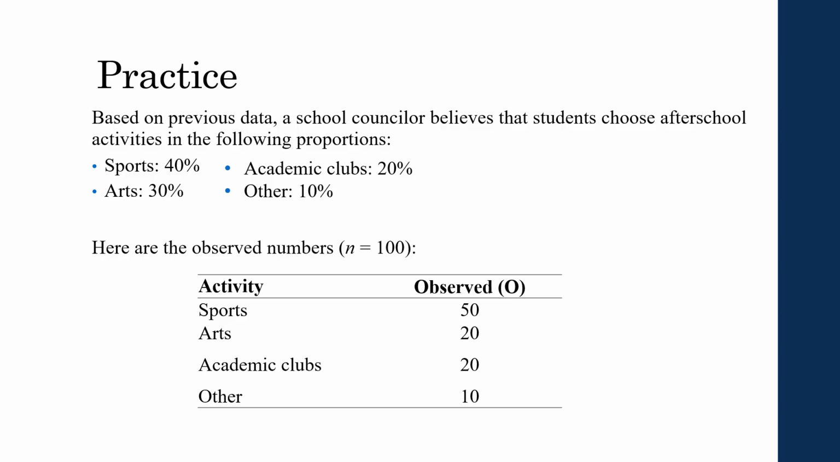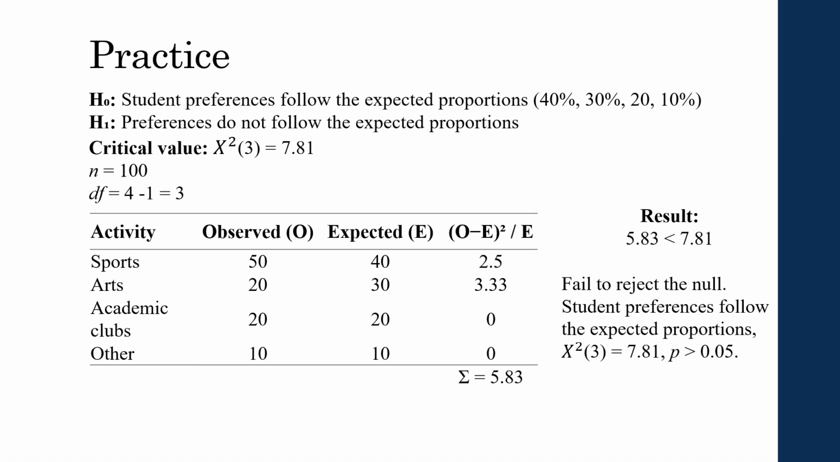Here's a practice problem for you to try on your own. Based on previous data, a school counselor believes that students choose after-school activities in the following proportions: 40% sports, 30% arts, 20% academic clubs, and 10% other. Here are the observed numbers. Pause to solve. The answer will be shown in 5 seconds. Here are the answers to that practice problem. Pause to review, and please let me know if you have any questions.